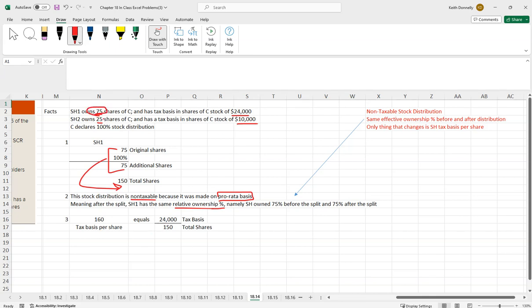Before you had 75 shares, $24,000 total. Now you have 150 shares, $24,000. Your per share basis is what changed there. It's just like that example we saw in the power plant.